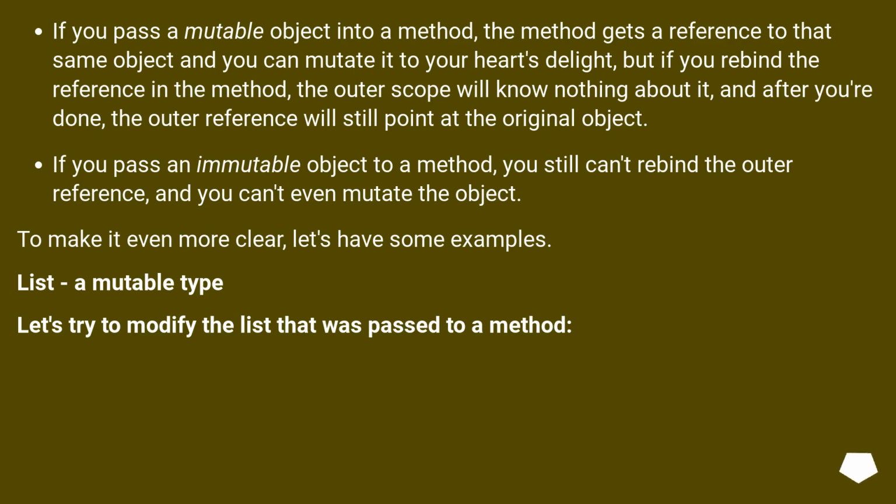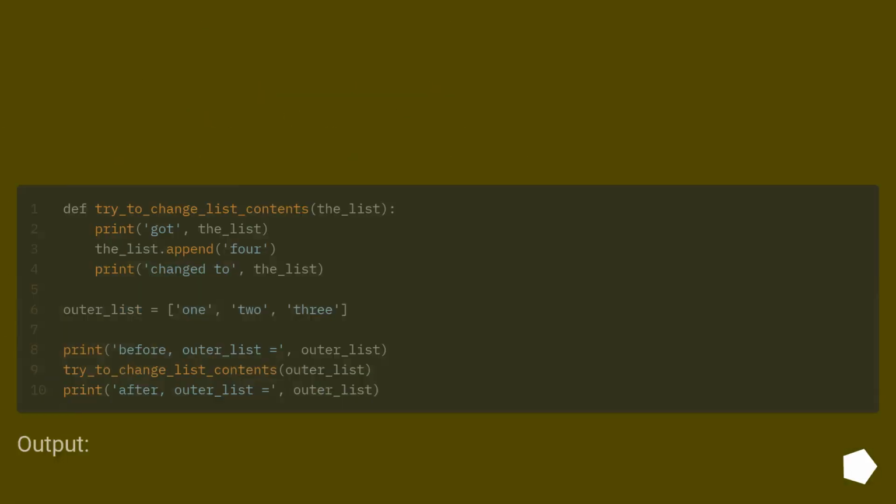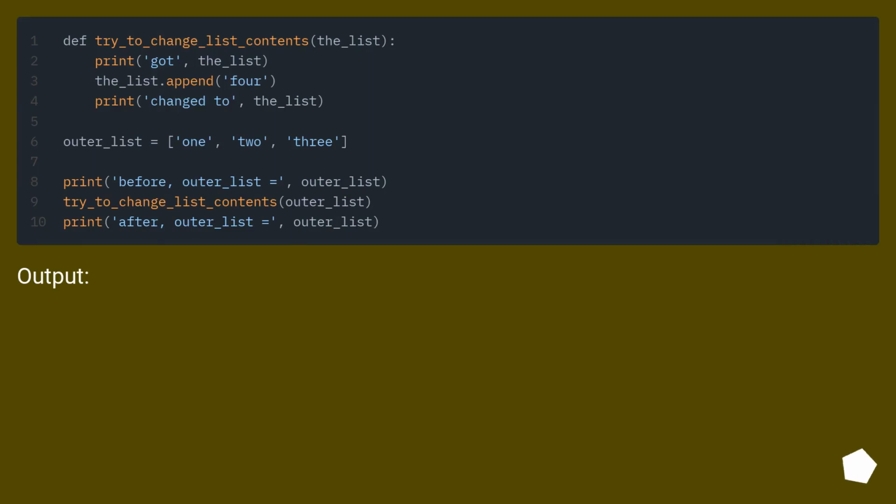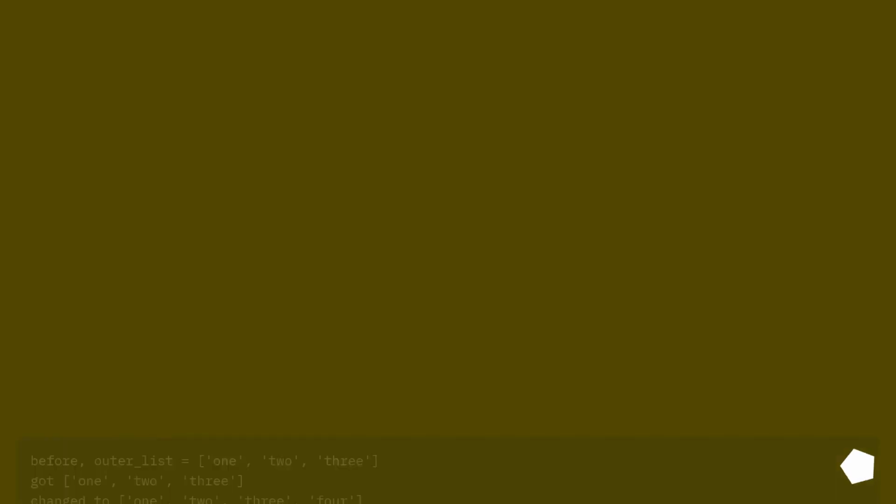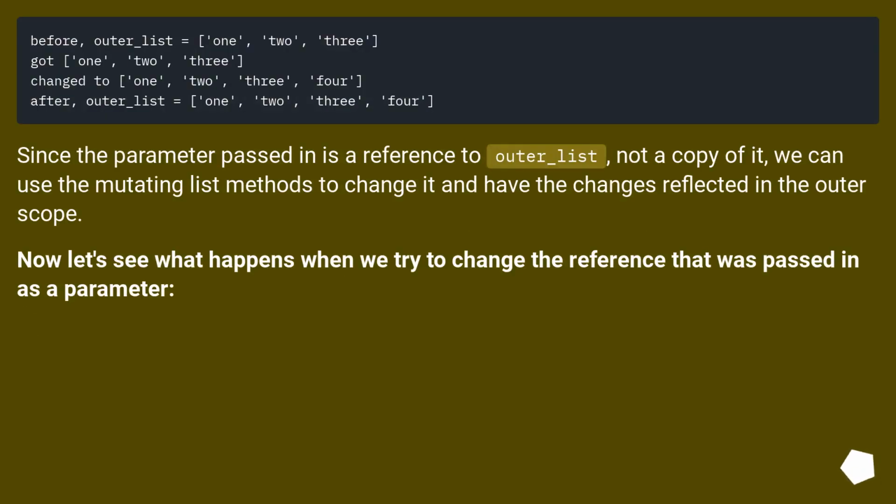List, a mutable type. Let's try to modify the list that was passed to a method. Output. Since the parameter passed in is a reference to outer_list, not a copy of it, we can use the mutating list methods to change it, and have the changes reflected in the outer scope.